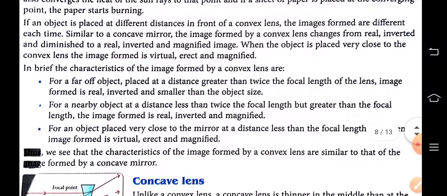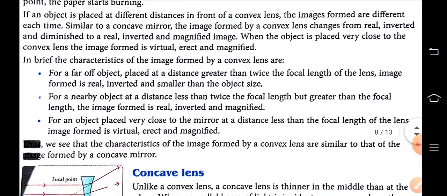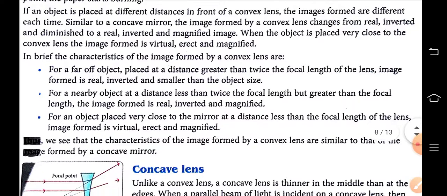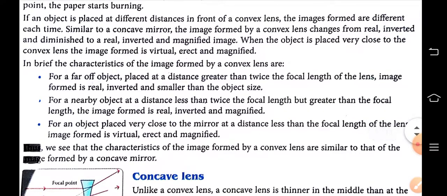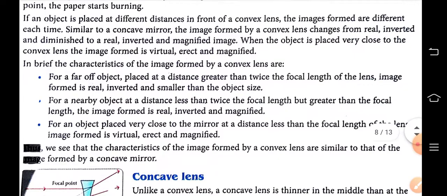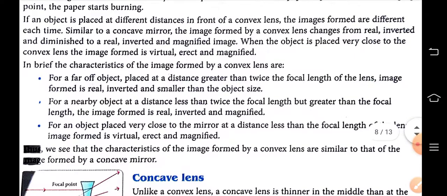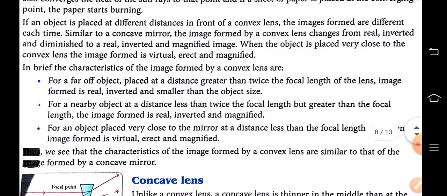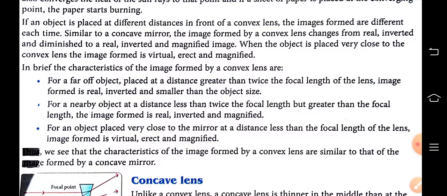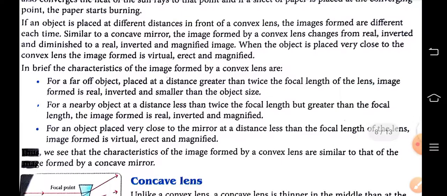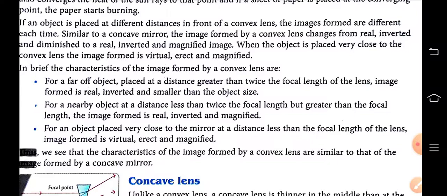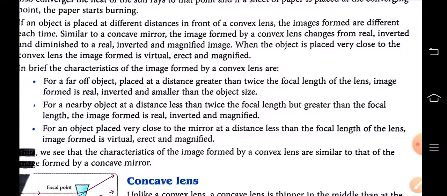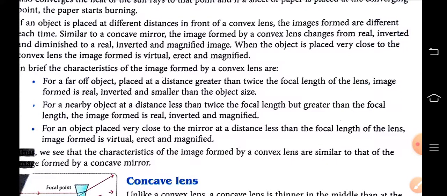So for a far object placed at a distance greater than twice the focal length, अगर कोई भी ऑब्जेक्ट फोकल लेंथ से डबल डिस्टेंस पर है, then the image formed is real, inverted and smaller than the object size. That means if the object is very far from the lens, then it is smaller in size.